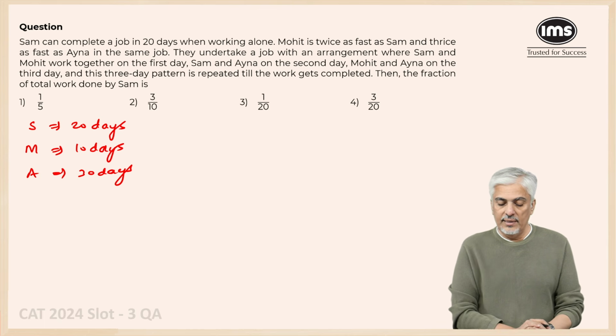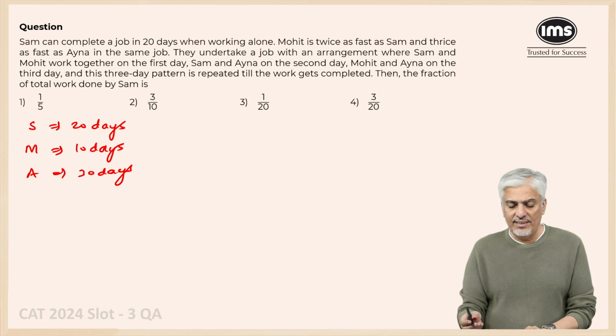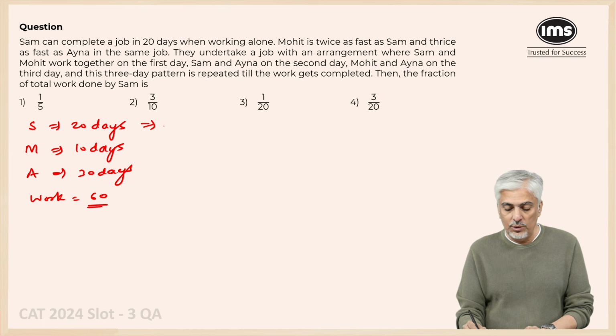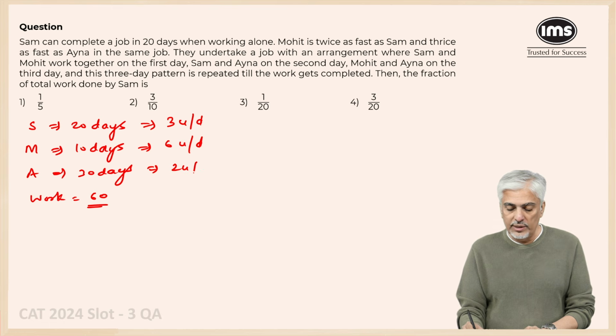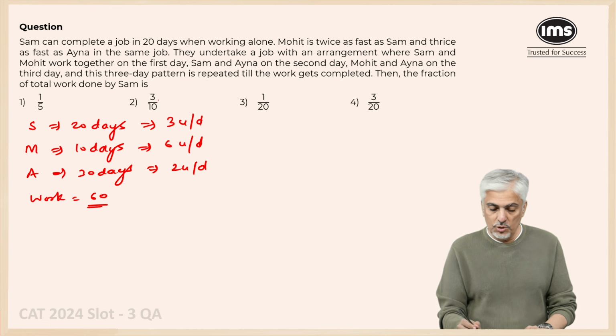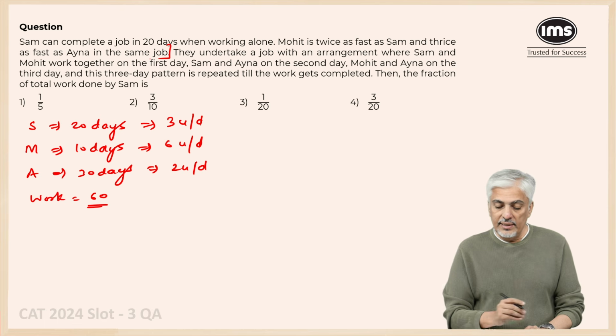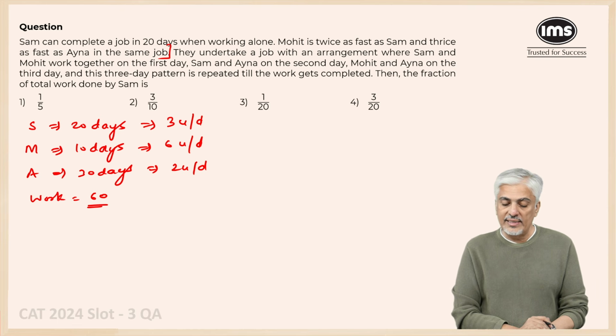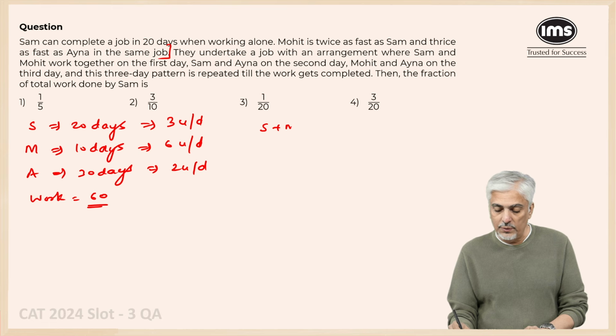Right? And at this stage, I can take the total work to be 60, the LCM of these three numbers, where Sam will do 3 units per day, Mohit will do 6 units per day, Aina will do 2 units per day. Fair enough? So we are more or less done here. They undertake a job with an arrangement where Sam and Mohit work together on the first day. So on the first day, Sam and Mohit are working. On the second day, Sam and Aina are working.